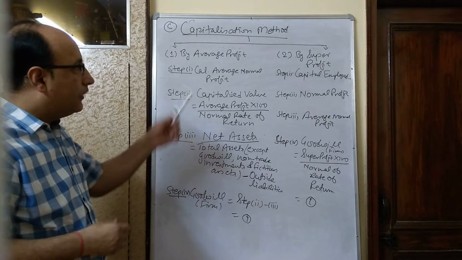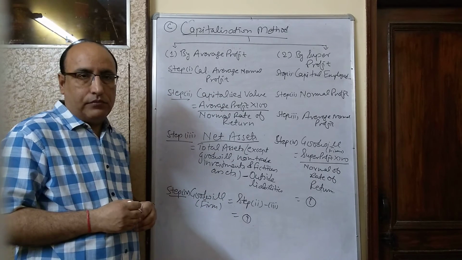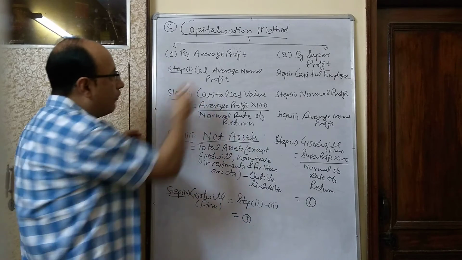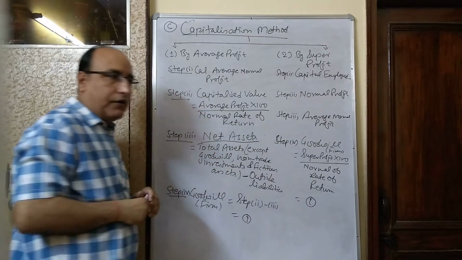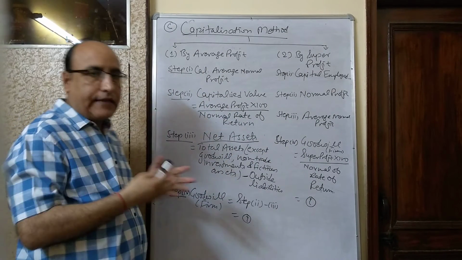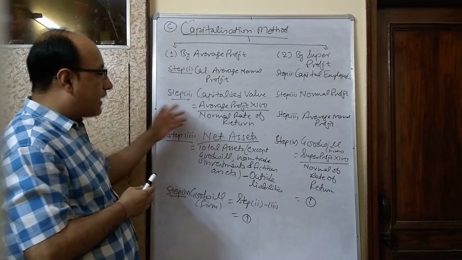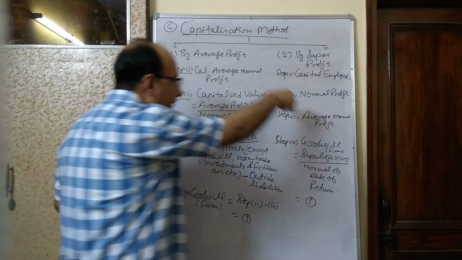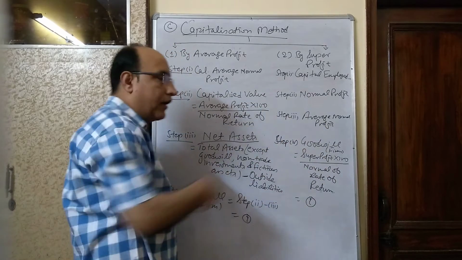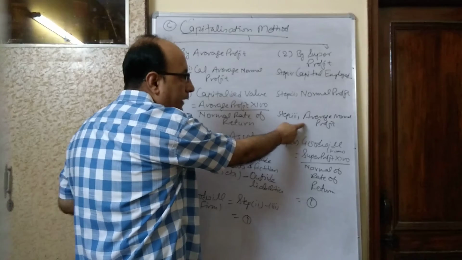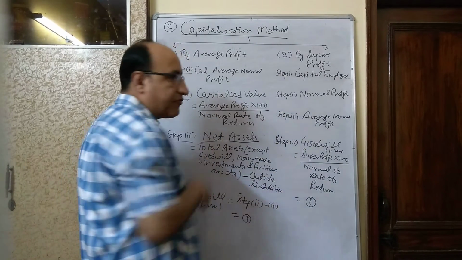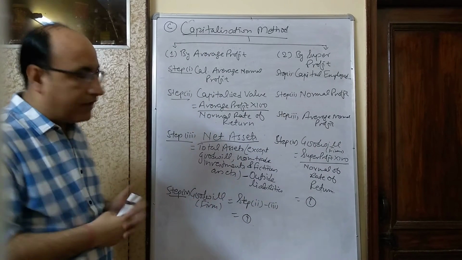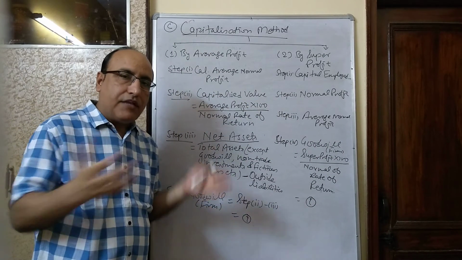Hope so these two methods are clear to all of you. Our capitalization method is the combination of average profit and super profit. What happens, we had calculated in this is capitalized value and the net assets. Rest remains same. Already we had calculated the super profit method and the average profit method. Capital employed we had calculated extra, and the formula is extra. Nothing else, rest remains the same. So hope so it is clear to all of you.